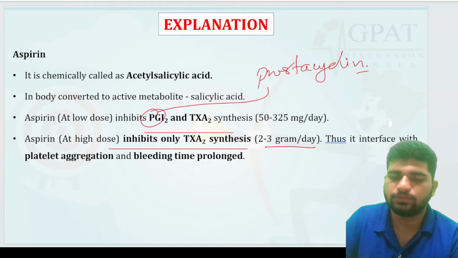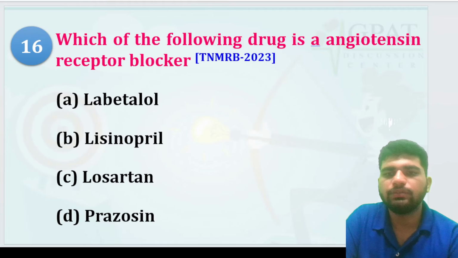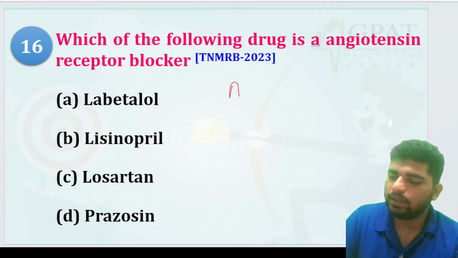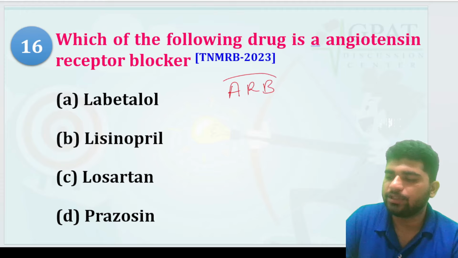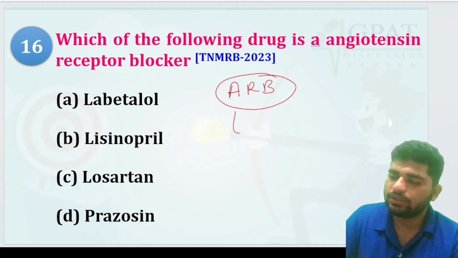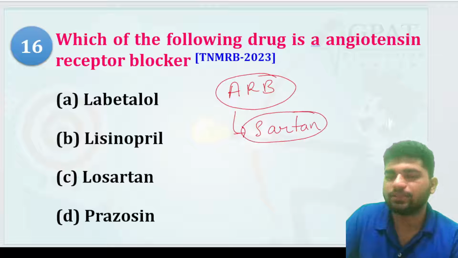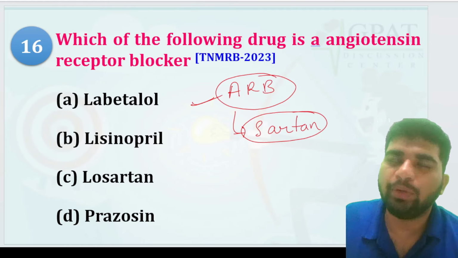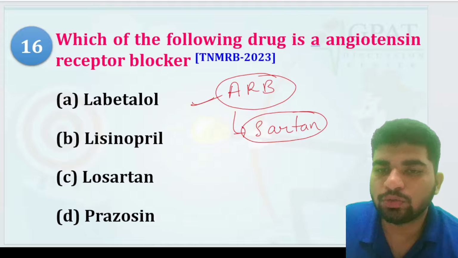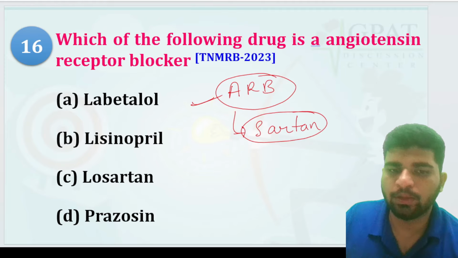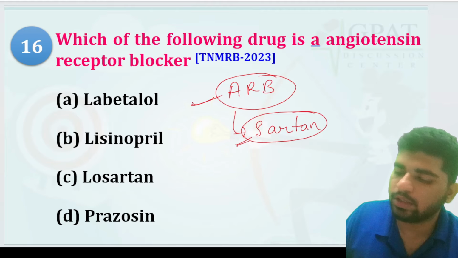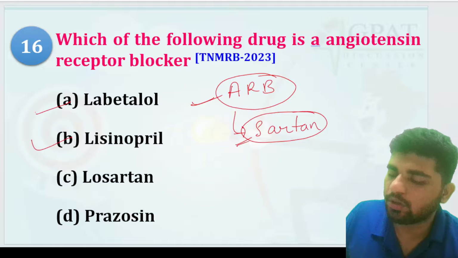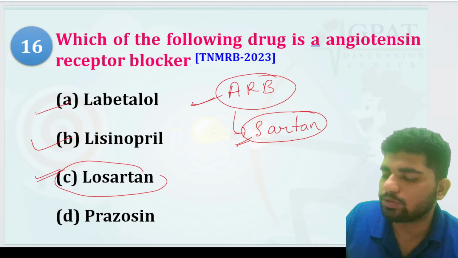Which of the following drugs is an angiotensin receptor blocker? ARB, angiotensin receptor blocker. All the drugs which have sartan as a suffix will be called ARBs, which prevent angiotensin from binding onto its receptor. Those drugs are known as the sartans. So among these, labetalol, lisinopril, losartan, the correct option will be losartan.